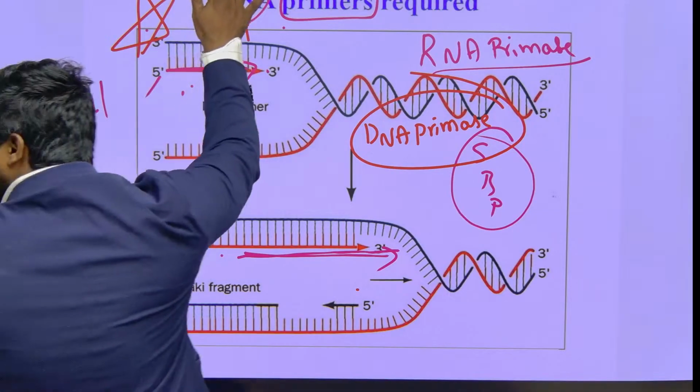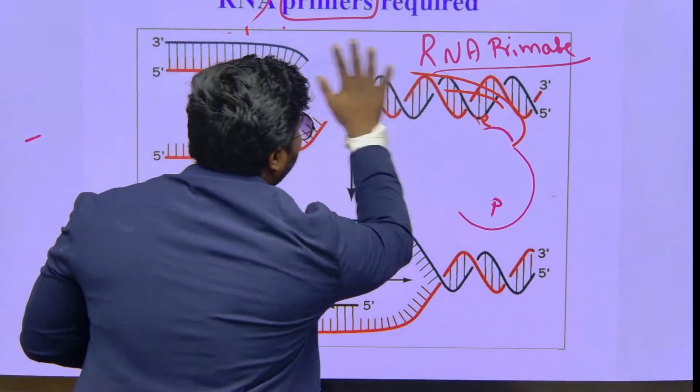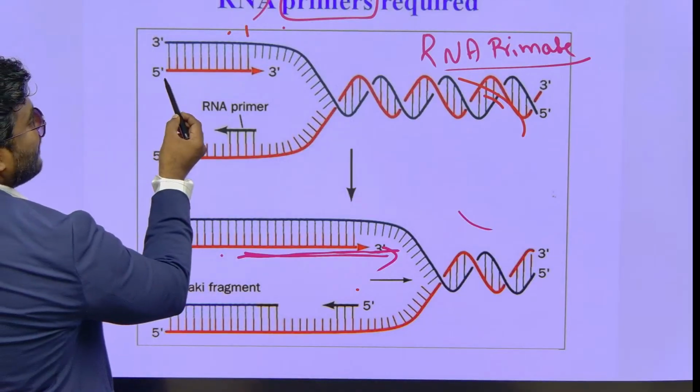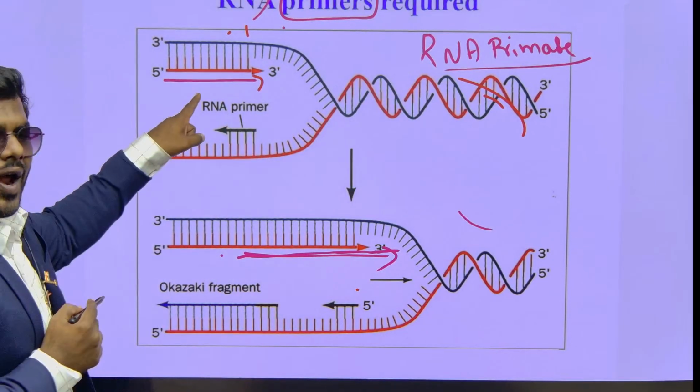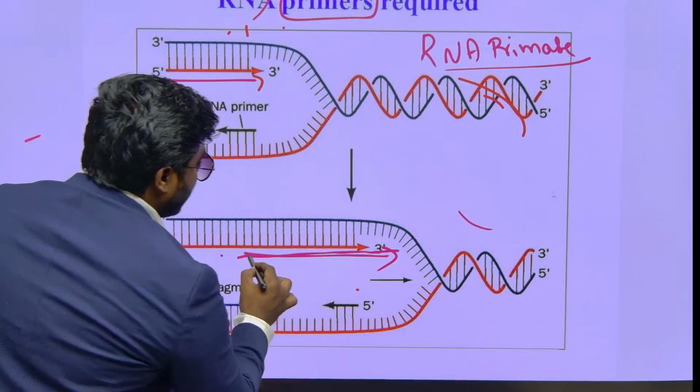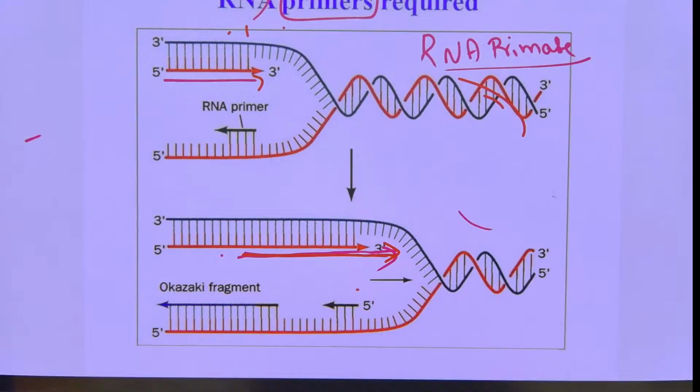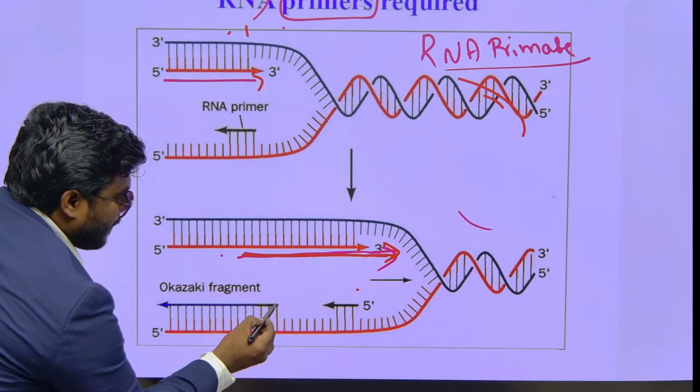Now, what is the difference between the leading and lagging strand here? In the leading strand, friends, how many fragments do we add? One primer I have added, and I have continued with the help of DNA polymerase. But in the lagging strand, multiple primers. Can you see the picture? The black color one is the primer.